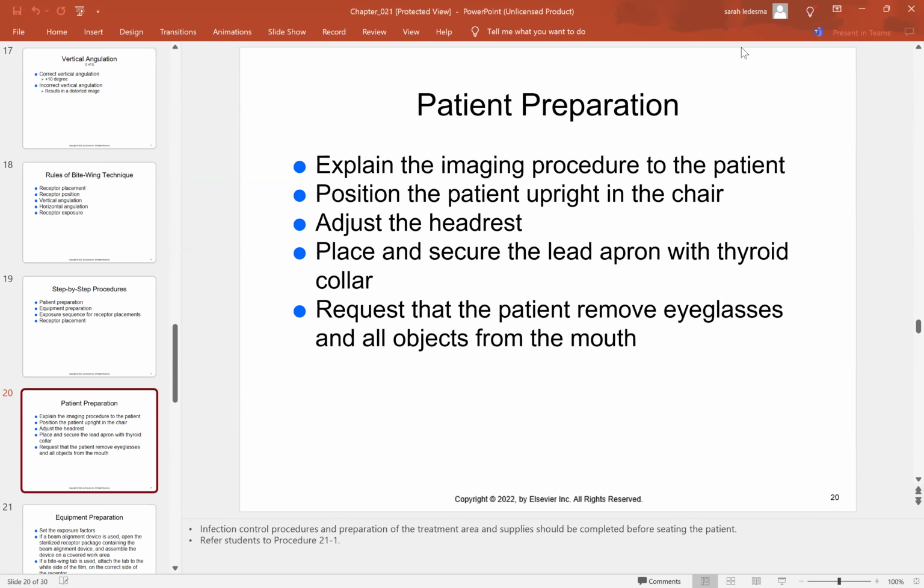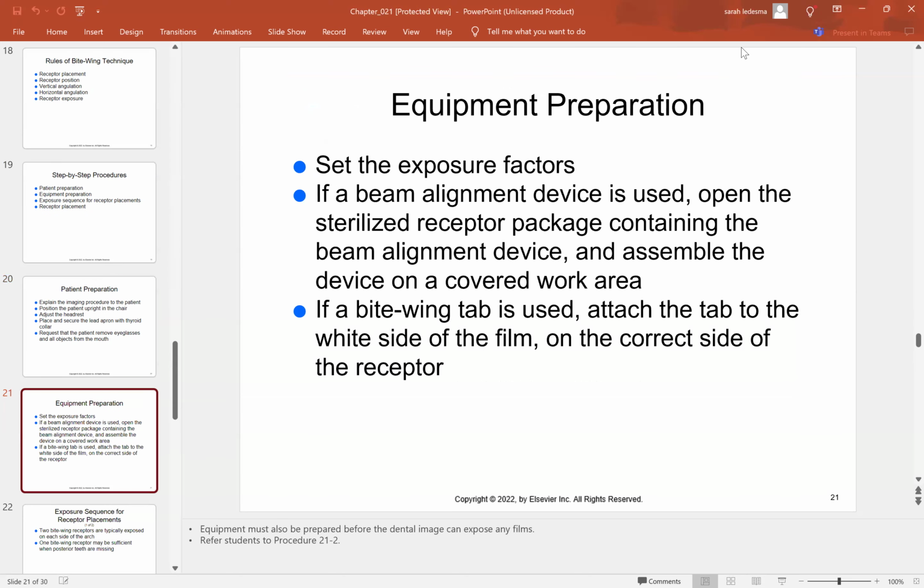In patient preparation, we will explain the imaging procedure to the patient, position the patient upright in the chair, adjust the headrest, place and secure the lead apron with thyroid collar, and request that the patient remove eyeglasses and all objects from the mouth. In equipment preparation, set the exposure factors.